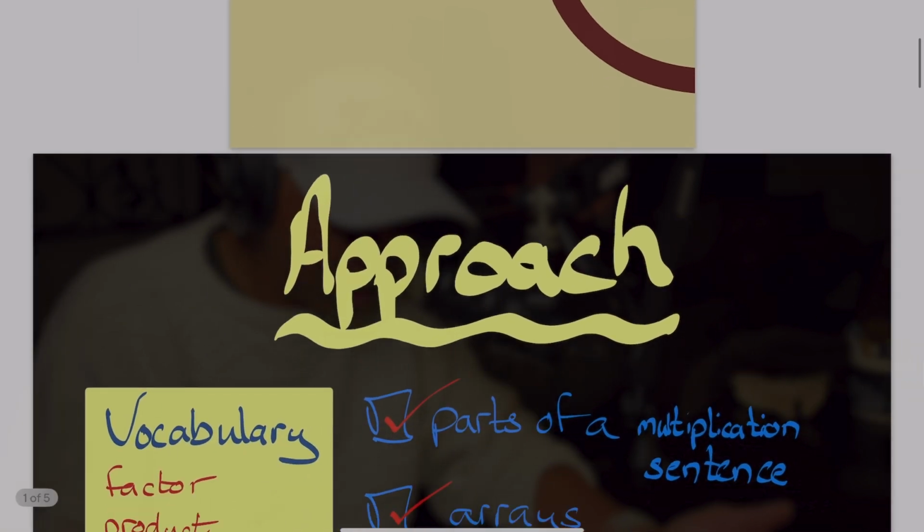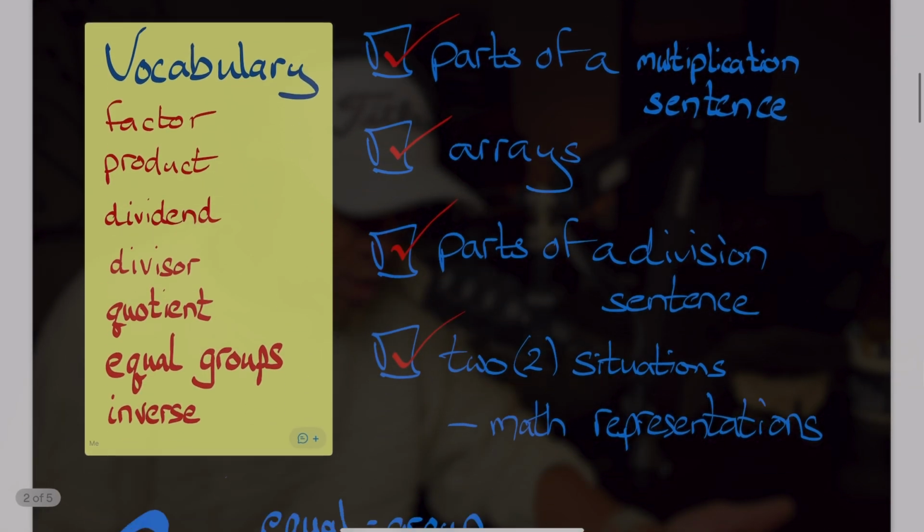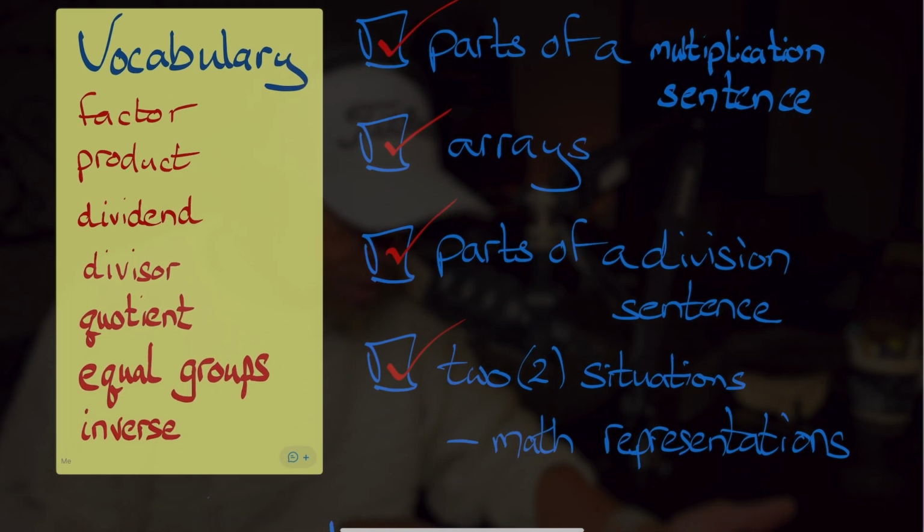Our approach is going to involve taking a look at some vocabulary. We have to figure out what a factor is. We also need to know what a product is, a dividend. A dividend is the whole, the divisor, what is a quotient, equal groups, and the inverse. So we're going to start off by looking at the parts of a multiplication sentence.